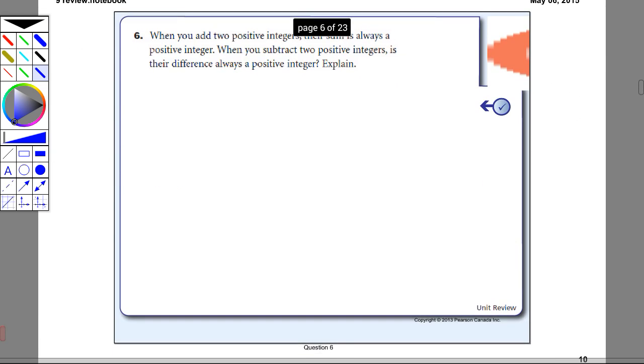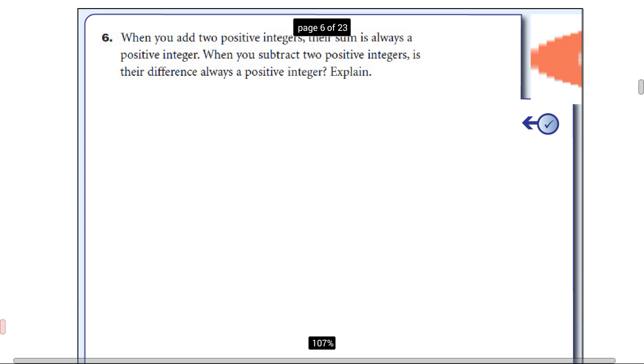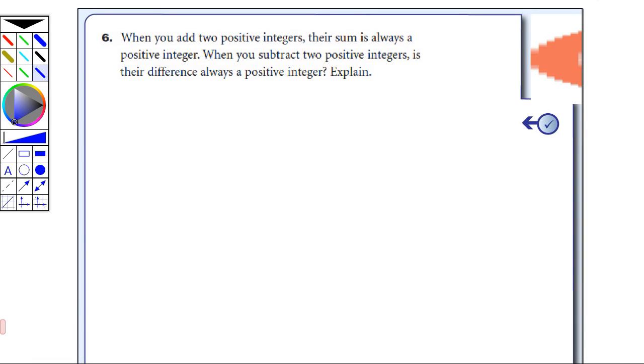Let's look at number 6. When you add two positive integers, their sum is always a positive integer. When you subtract two positive integers, is their difference always a positive integer? Okay, so let's look at that. When you subtract two positive integers, is their difference always positive? Well, let's look at an example. So we're going to go +9, and we're subtracting another positive integer. So I'm going to subtract +8.